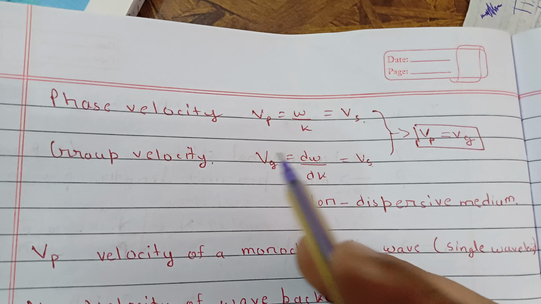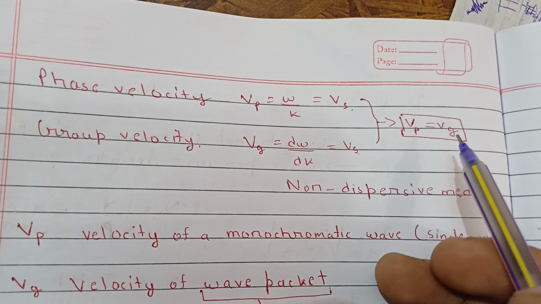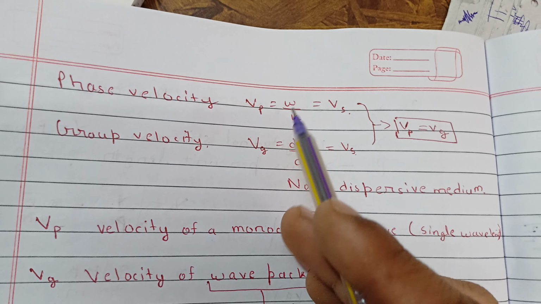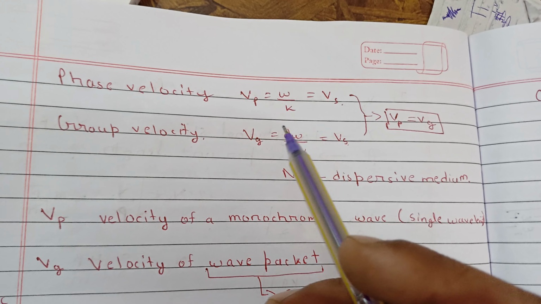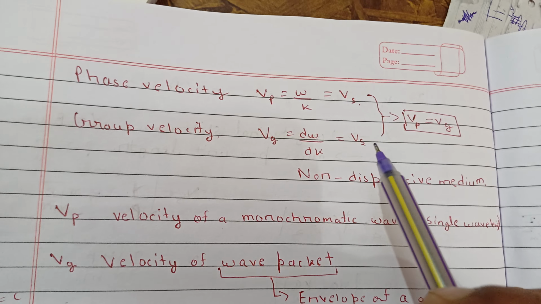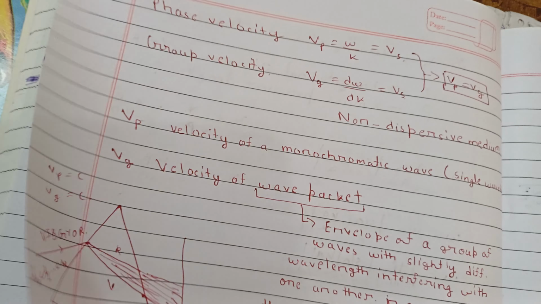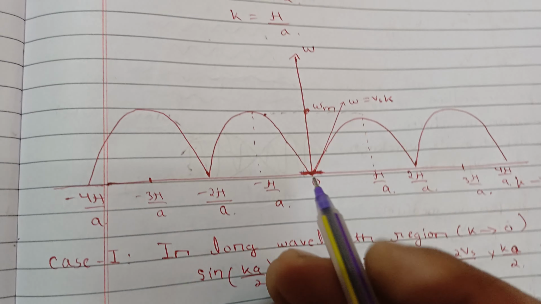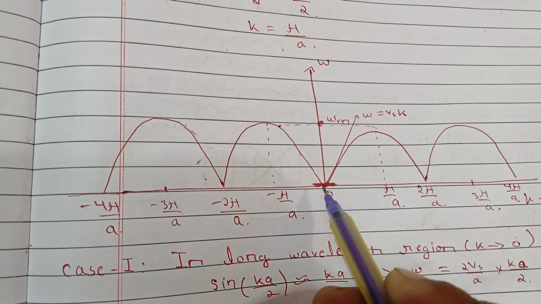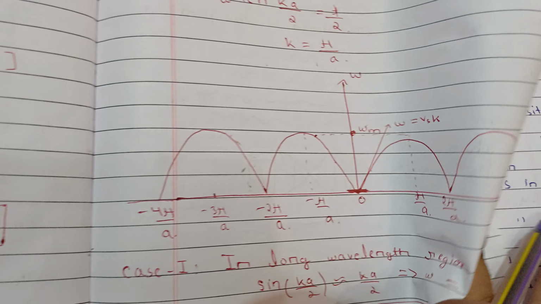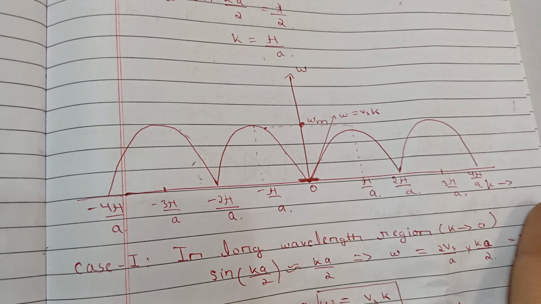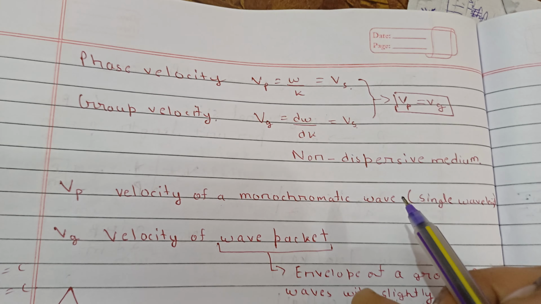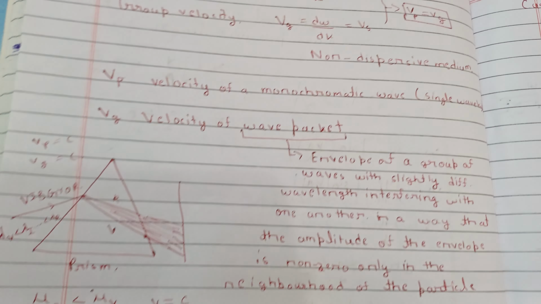So we get that Vp equal to Vg, means both velocities are the same, and when these both velocities become equal, then we are talking about a medium which is not dispersive. So for this reason, for long wavelength, we will have a non-dispersive medium. When k is tending to 0, then we will have a non-dispersive medium. So what are dispersive and non-dispersive mediums?